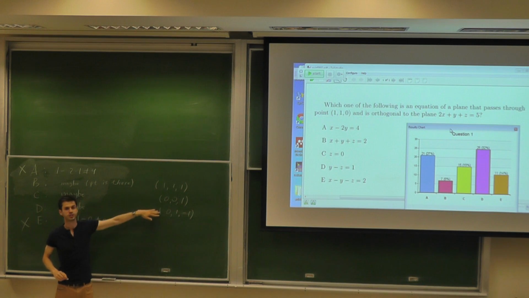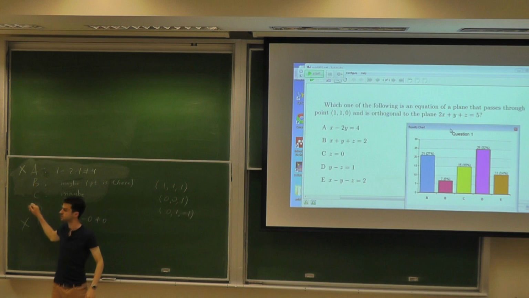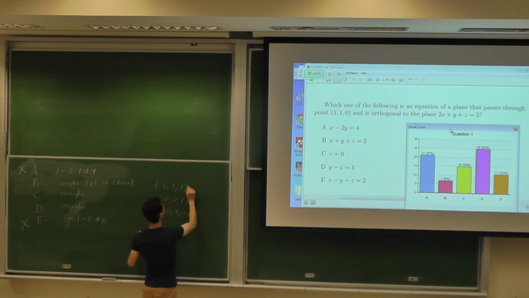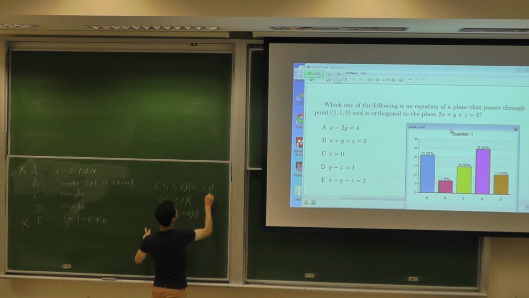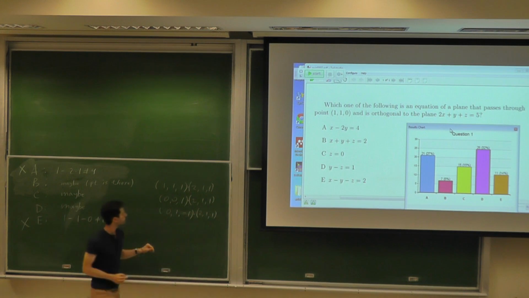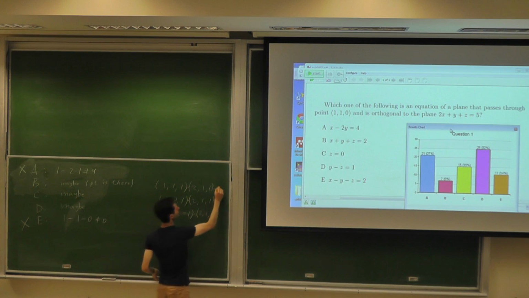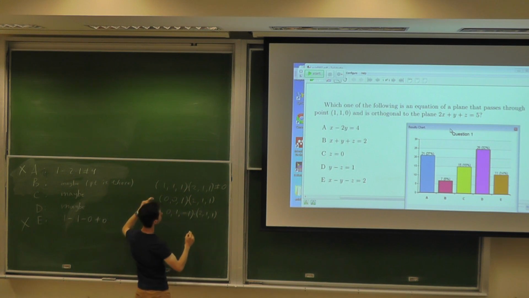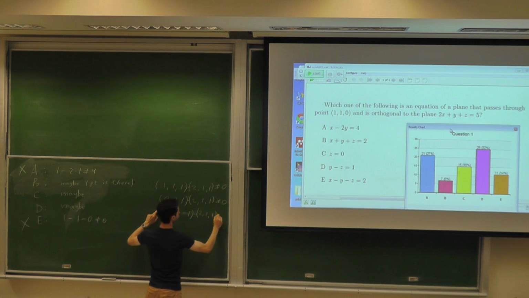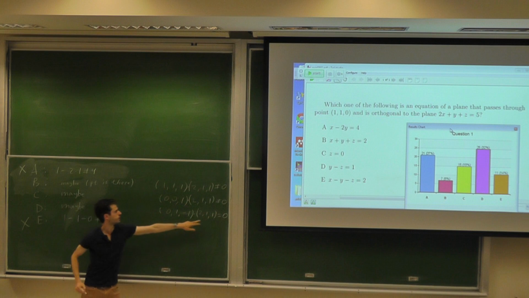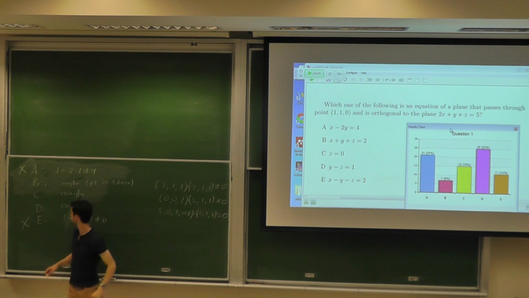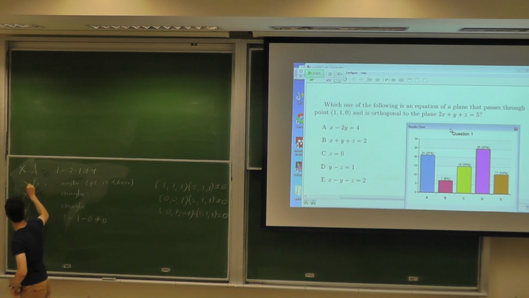So these are the normal vectors to the three planes B, C, and D. I want to check whether they are orthogonal to the normal vector of that plane, (2, 1, 1). Well, are they? Well, no. Not for B, not for C, yes for D. So 1 minus 1 is equal to 0. So the correct answer is D.